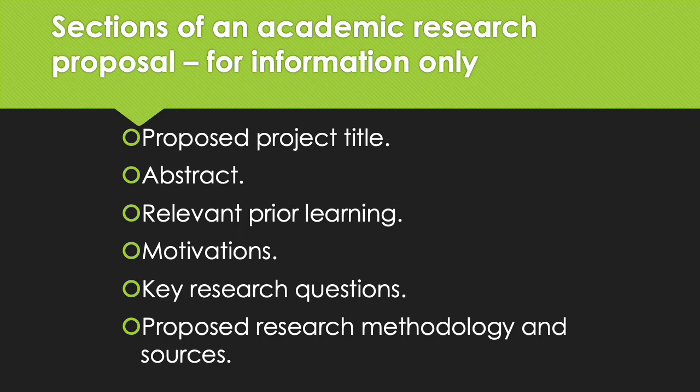What an academic research proposal would look like at a university or a research institute would look very much like the bullet points on screen. There'll be some kind of proposed project title, some sort of abstract which will outline essentially, in maybe 50 words or so, what the point of this particular project is. Any relevant prior learning or prior research which is out there, your motivations for doing that research, as well as key questions, and what your proposed methodology and sources would be, at least initially.